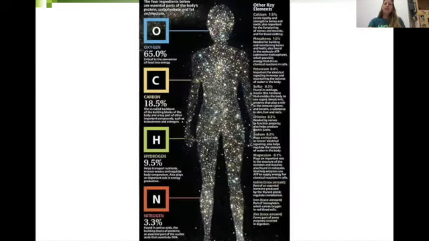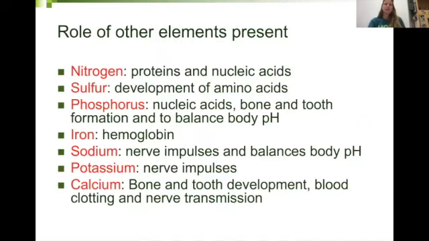Here are the percentages. So you may have heard of CHNOPS, so CHON, and then they put P there. P is phosphorus. It's not making this chart here, but it is a main part of your body. So what is the role of these things? Nitrogen is found in your proteins and your nucleic acids. Sulfur is in amino acids, and it also makes these disulfide bridges that are associated with the folding of your proteins that we're going to look at later.